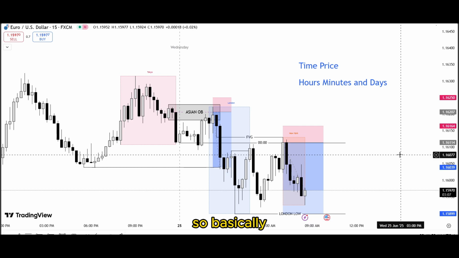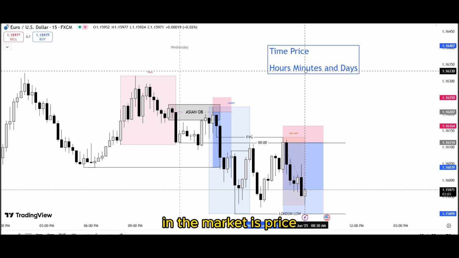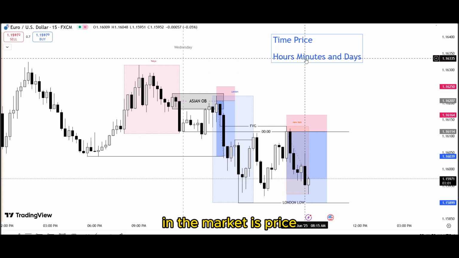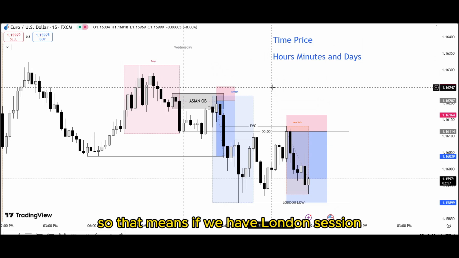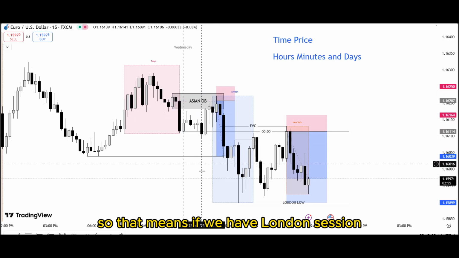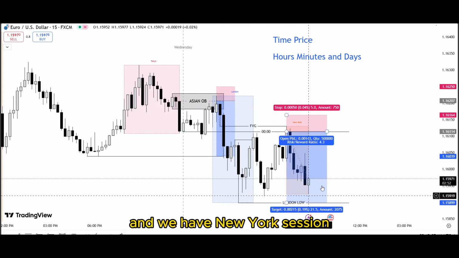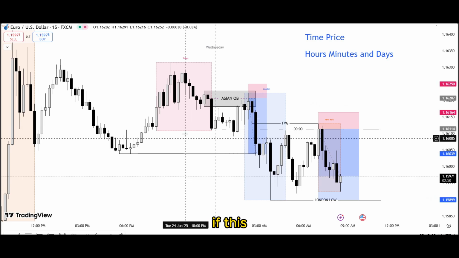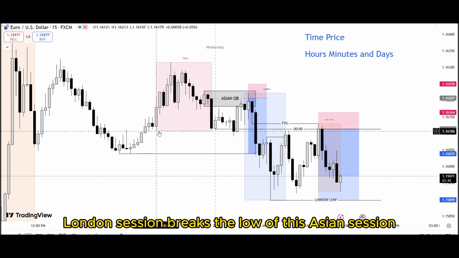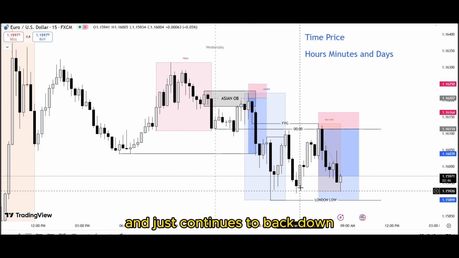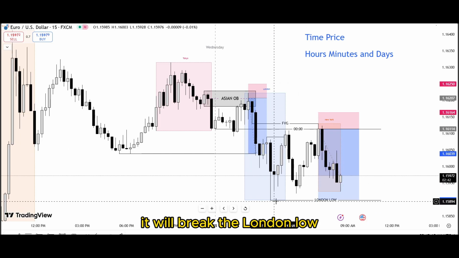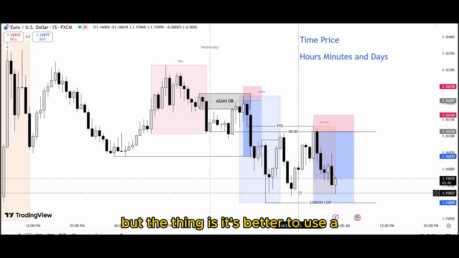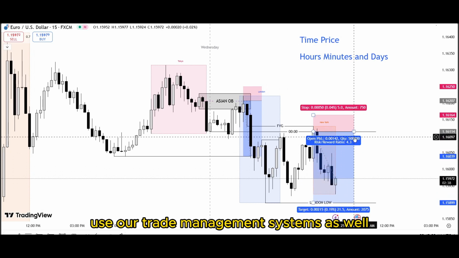So basically what I like to see in the market is price acting according to the sessions. So that means if we have London session and we have New York session, if this London session breaks the low of this Asian session and just continues back down, most of the time New York will do the same thing. It will break the London low. But the thing is, it's better to use our trade management systems as well.